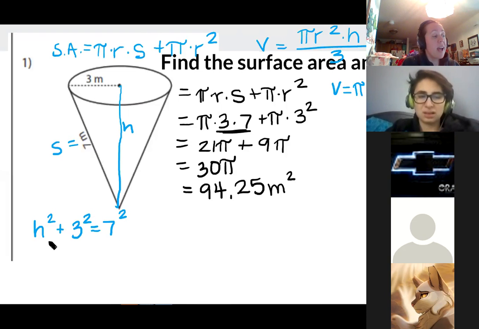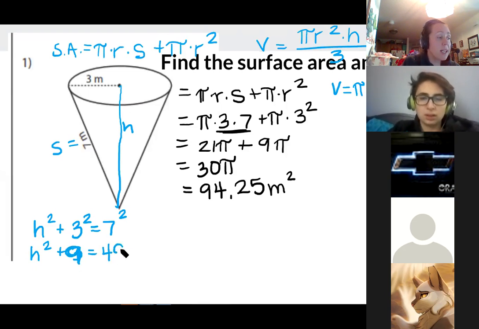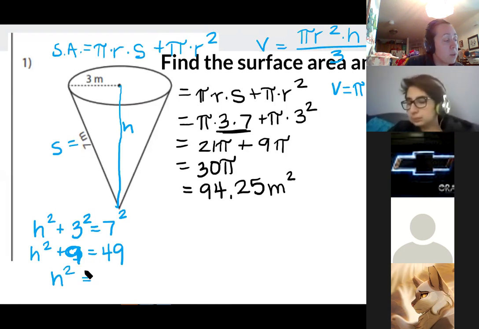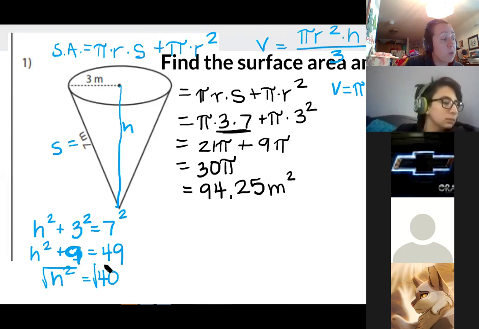7 squared. And then we can keep going with our Pythagorean theorem. And that's 9. And that's 49. Now we are going to get a decimal. So this isn't the greatest example, but that's okay. We'll go with it. h squared equals, if you subtract 40, and then we take the square root.